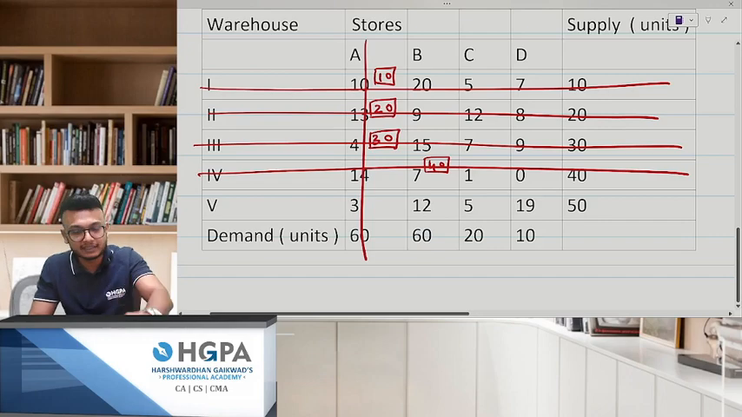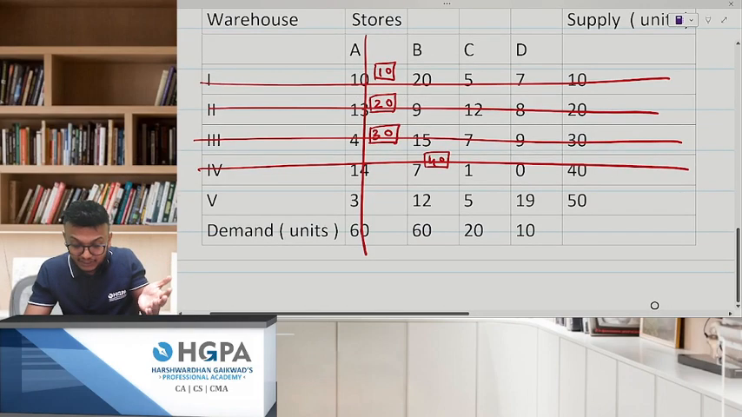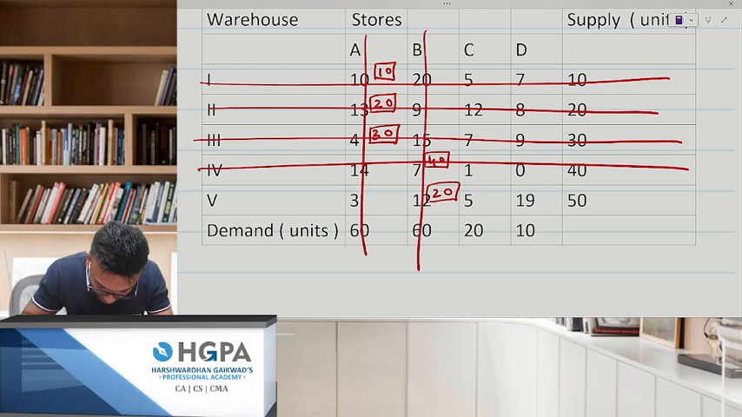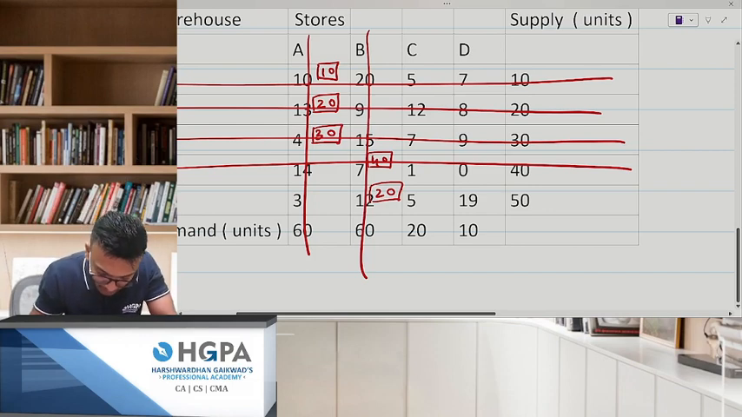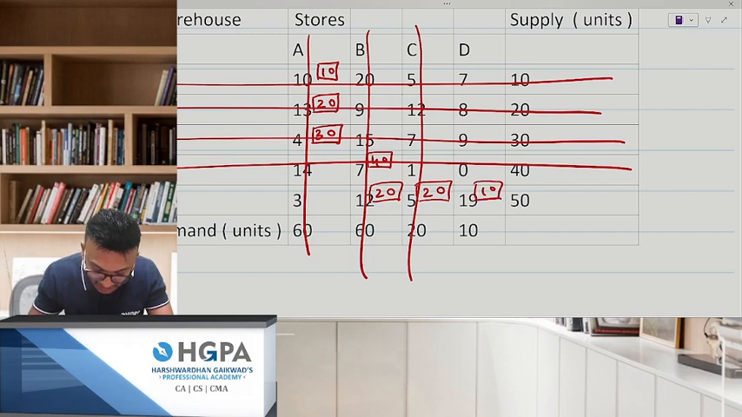Now tell me the number. It is 12. 50 or 60? It will not be 60. Out of 60, 40 is already gone, so only 20 is remaining. You will give 20. So this is done, and the column will be exhausted. Next number, 5. How much do you give to 5? Out of 50, 20 is already gone, so 30 is remaining, 30 and 20. This will be 20. The moment I give 20, this will be exhausted. And the last remaining number is 19, and it will be allocated 10.